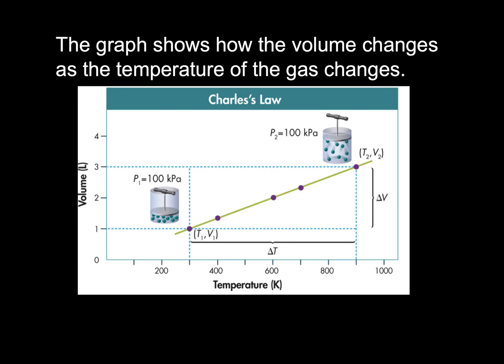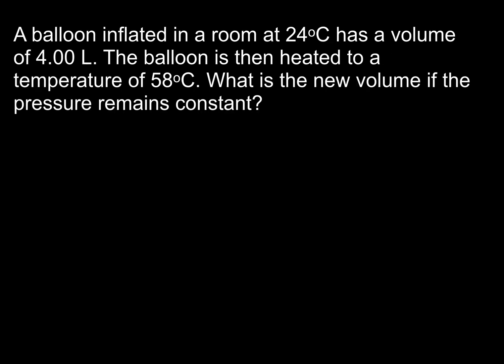So this graph shows how the volume changes as the temperature of a gas changes. And you will do an activity dealing with Charles's and Boyle's law based on two graphs, and you'll interpret those and answer a few questions. So it says a balloon inflated in a room at 24 degrees Celsius has a volume of 4 liters. The balloon is then heated to a temperature of 58 degrees Celsius. What is the new volume if the pressure remains constant?